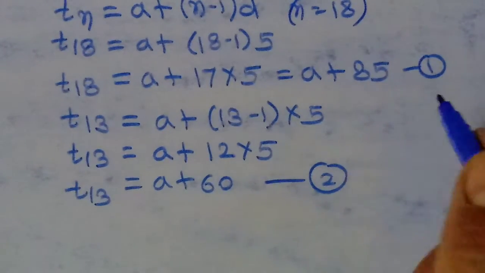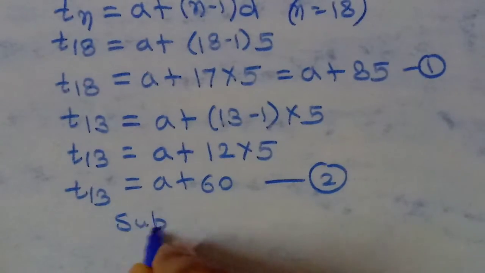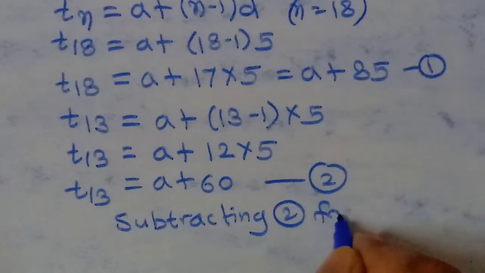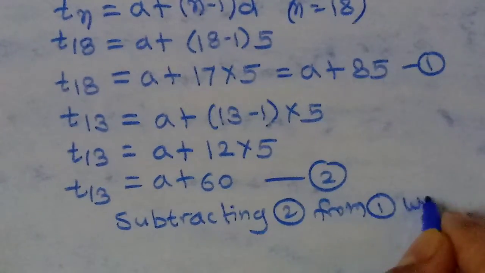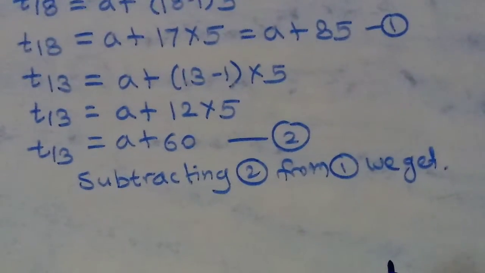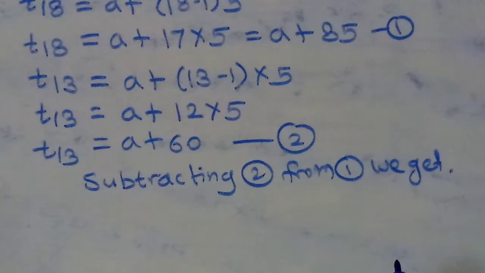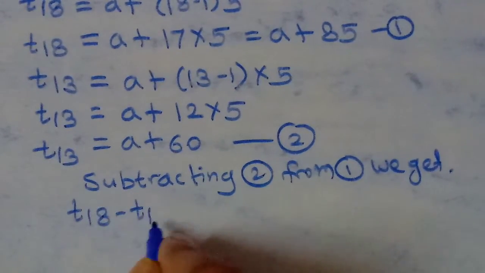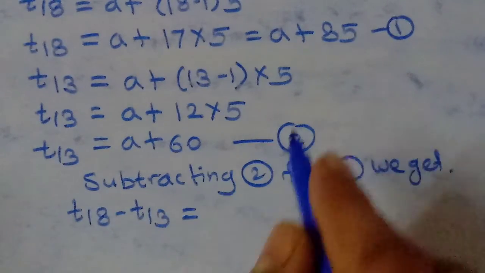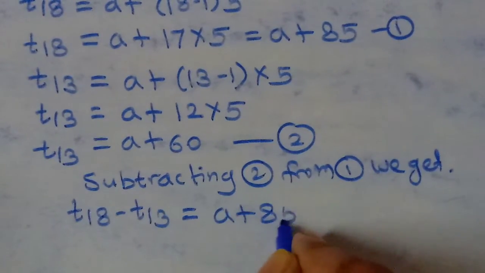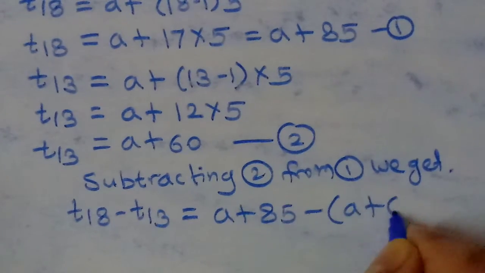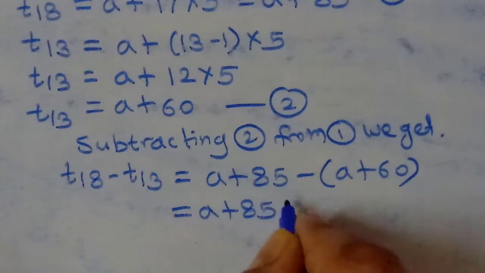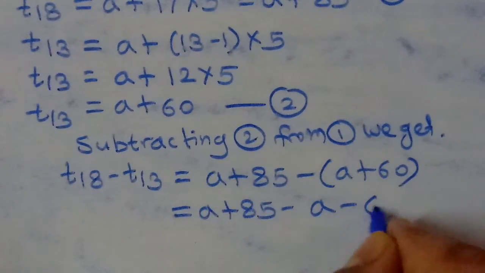Now subtract second from first. Subtracting second from first we get T18 minus T13 is equal to T18, which is A plus 85, minus T13, which is A plus 60. Now this is equal to A plus 85 minus A minus 60.